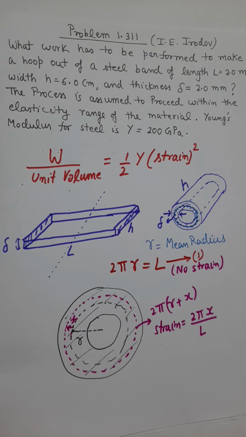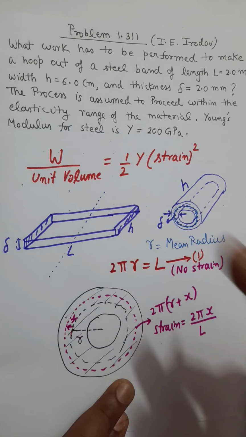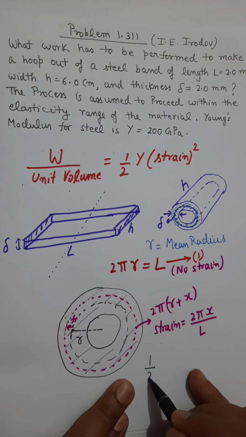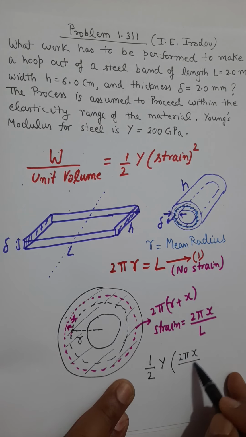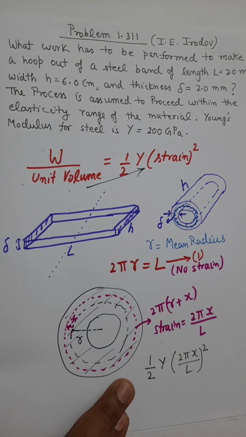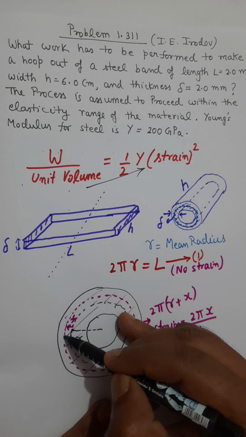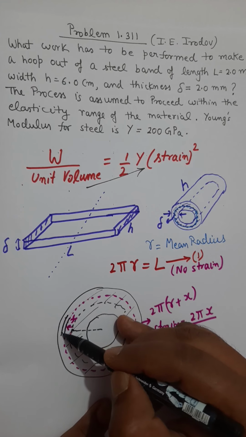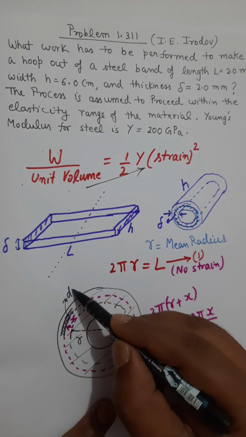Now the strain has been calculated, and if strain has been calculated, we will use this expression for finding our work done. So it is 1 by 2 Young's modulus times strain, which is 2 pi x by L, square of that value, and we will shift this volume to the right side now. We will not consider the entire volume first. We will consider a volume in a differential form whose width will be dx.